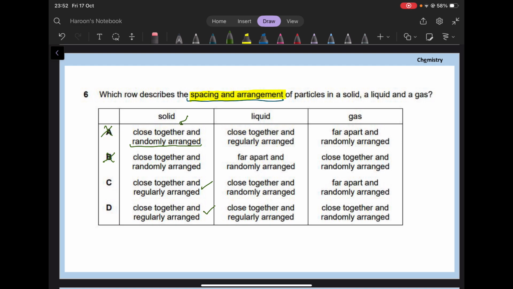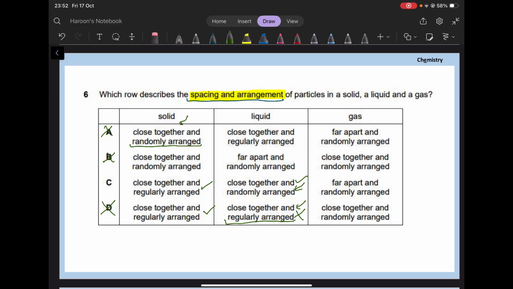Let's have a look at liquids for C and D. Close together, yes. Are they randomly arranged? There is an irregular pattern, there is no regular pattern, so this is actually correct. Let's have a look for this. Regularly arranged, regular arrangement is for solids only, right? That makes this incorrect, so we can already cancel out D now. But let's have a look for gas arrangement as well.